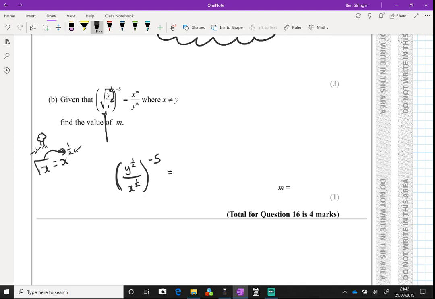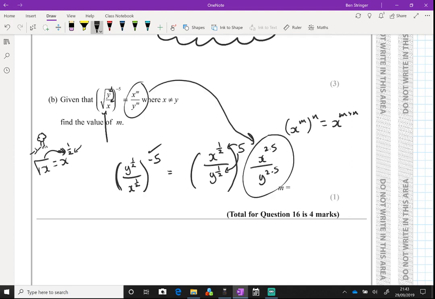So firstly, deal with the negative part by flipping the fraction, and then apply the power law where you multiply the powers. Remember, x to the m all to the power of n is x to the m times n. So multiply: a half times 5, which is 2.5, or 5 over 2 if you like, because a half is 0.5 times 5. So that looks like that, where x is not equal to y. Find the value of m. M is 2.5.